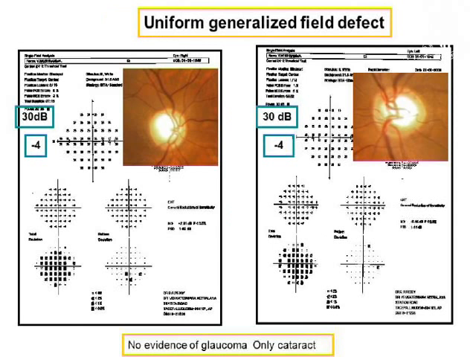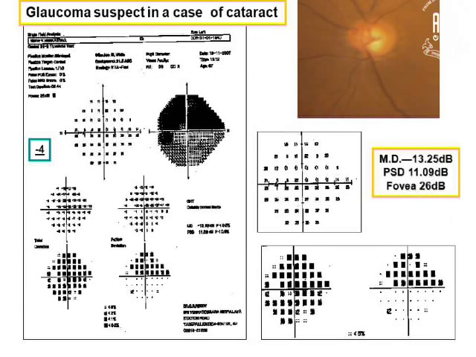In this case, the patient had cataract and suspected glaucoma, and visual fields were taken. There is no scotoma in the pattern deviation plot. Therefore, there is no evidence of glaucoma. Now, in this other patient, glaucoma is suspected because of the field defect and nerve fiber layer thinning, and so we could see a localized scotoma in the generalized depression. So glaucoma is suspected.